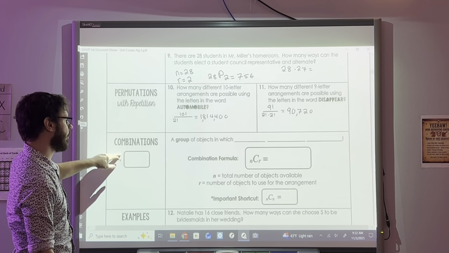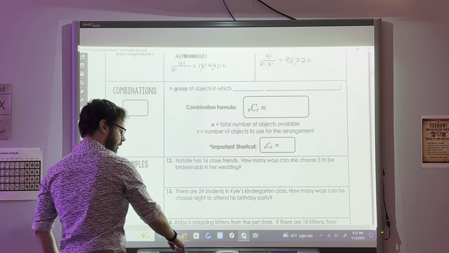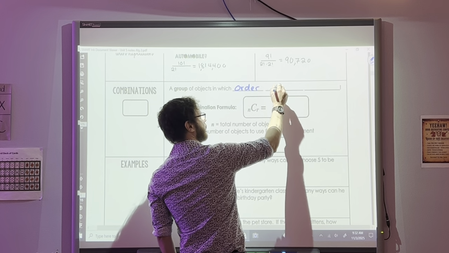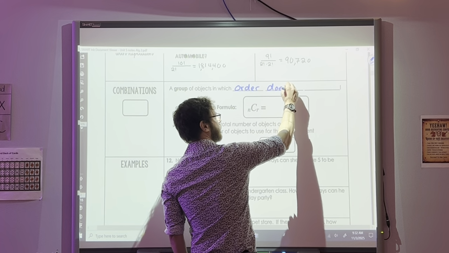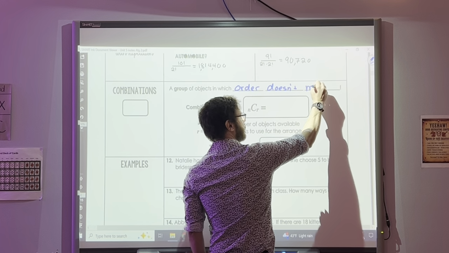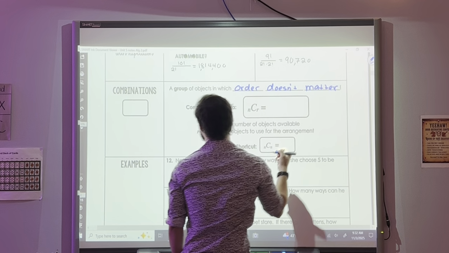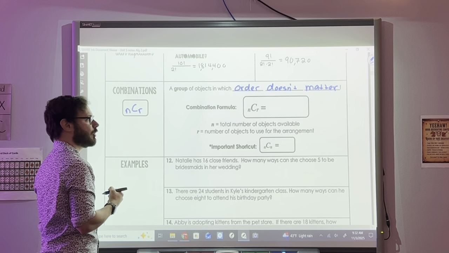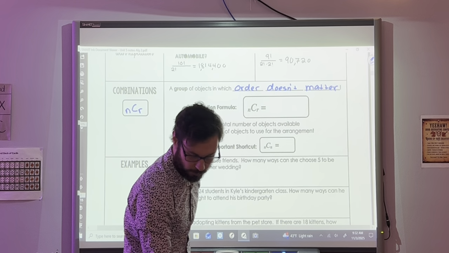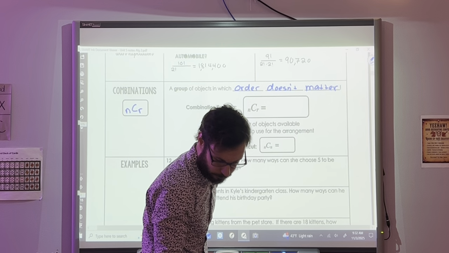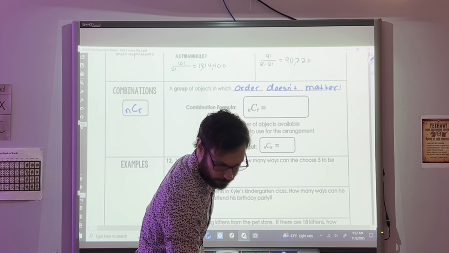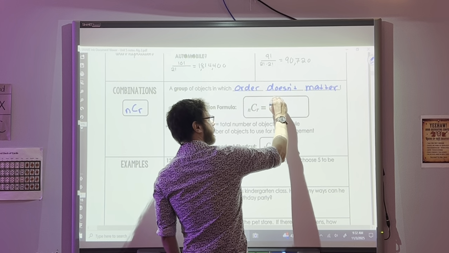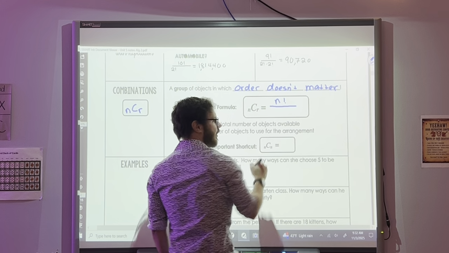Now, permutations are when order matters. A combination says order does not matter. And C R stands for choose. And there's again a very complicated formula for this, and we will not use it. At least I won't. You're free to.